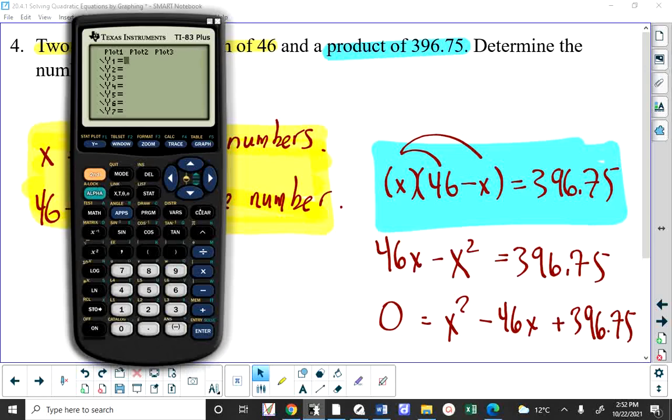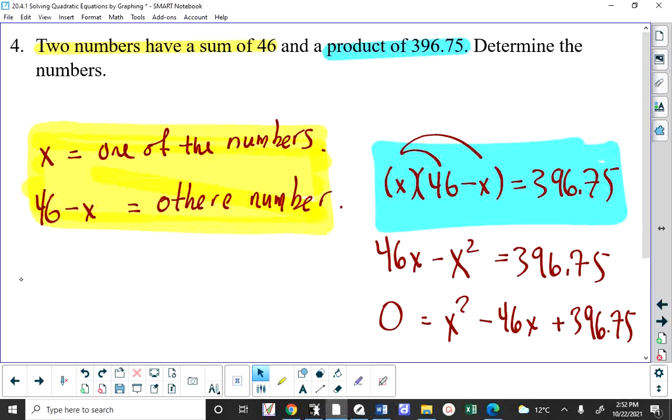What do we have? X squared minus 46x plus 396.75. So here's my thinking. I don't think Zoom Standard will do it. I can show you that it won't. I don't think it's really going to be helpful. My thinking is x is one of the answers to this question, right? And it's a number. Look at what we wrote. X is one of the numbers.